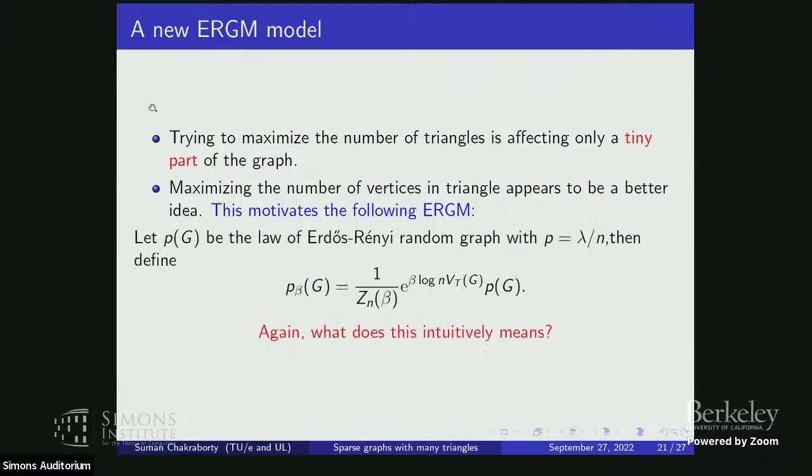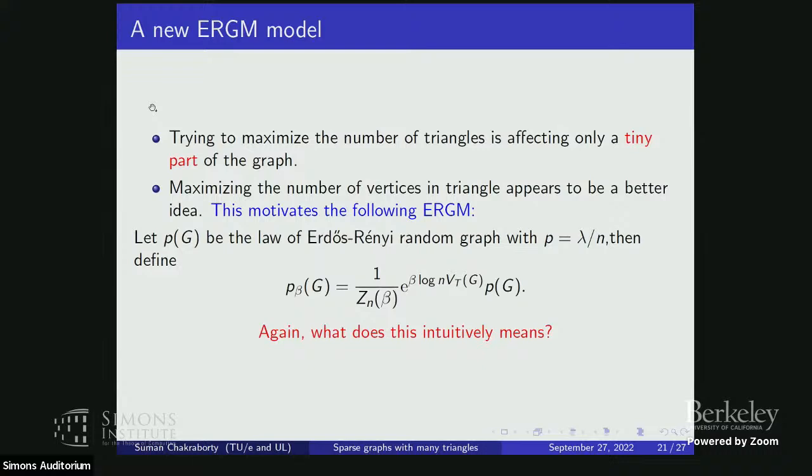I guess you all could guess what I'm going to propose: we tilt. So P_G is the probability measure of the sparse Erdős–Rényi graph, and we tilt it by this quantity, exponential of beta times log n times the number of vertices that are part of a triangle. And I guess we are familiar with what it intuitively means. Any questions on the model?